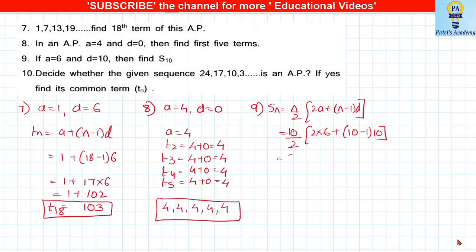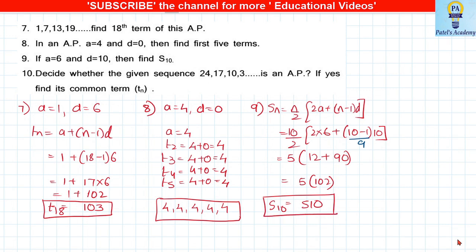Okay, so here 10 upon 2 is 5. This is 12. And when I solve this, 10 minus 1 is 9. 9 into 10 is 90. Okay, so what I get is 5 into 102, that is 510. This is nothing but the sum of the first 10 terms. Okay, now the 10th sum.